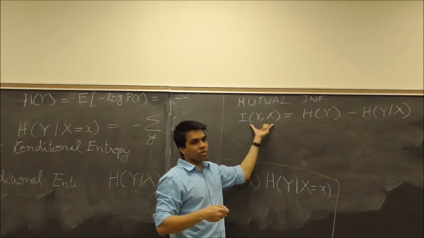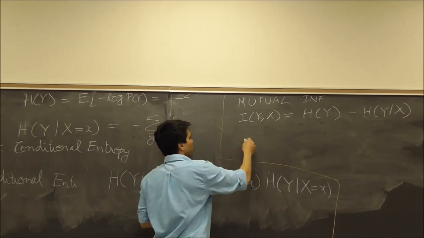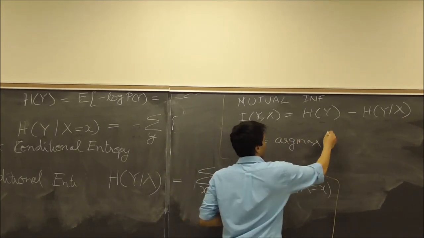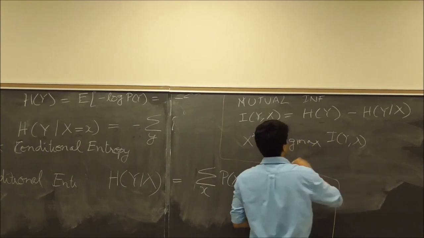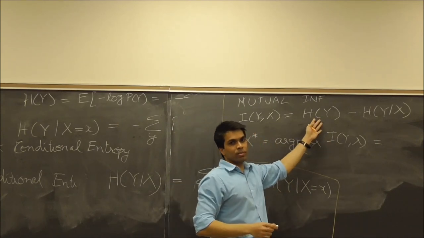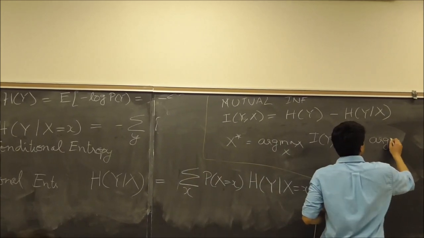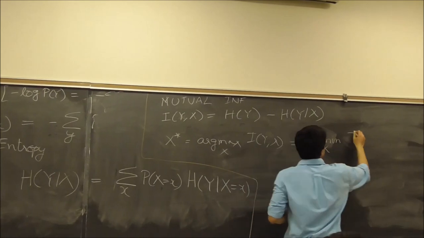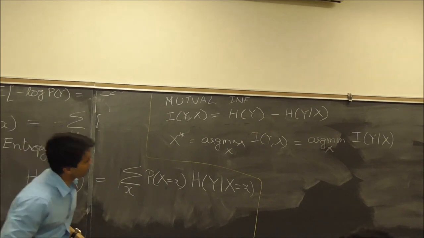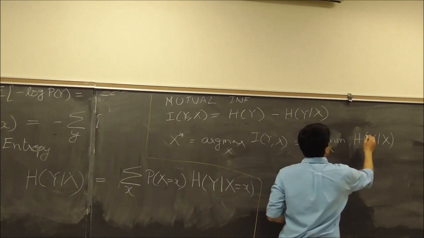That's known as mutual information, and our goal is to find an x that has the highest mutual information. So a good feature, x star, is equal to argmax over x of I(y, x). If you stare at this, you realize this term is just a constant with respect to x. It doesn't depend on the feature. This is just what you started with. So this is argmin over x of H(y given x). Yes, that's right, H. Thank you.